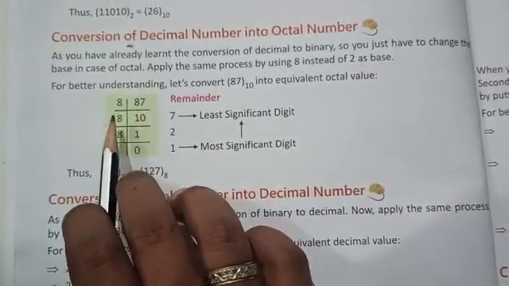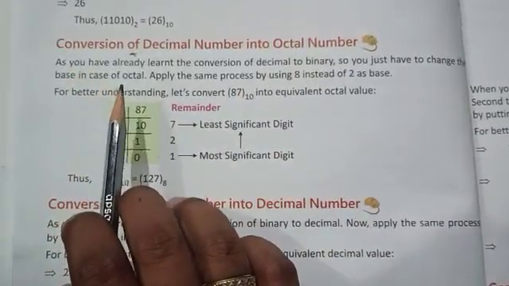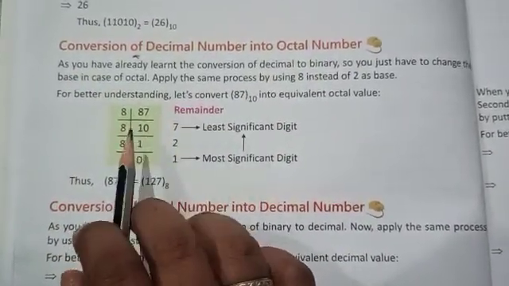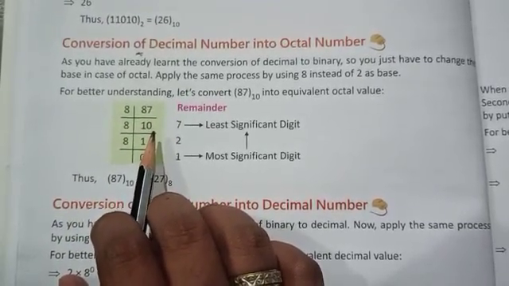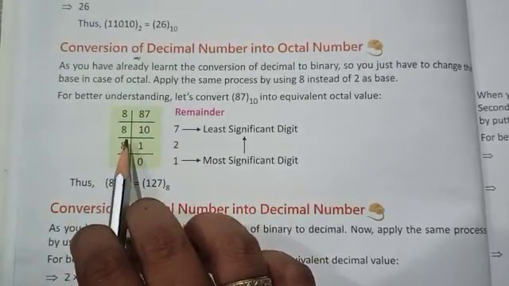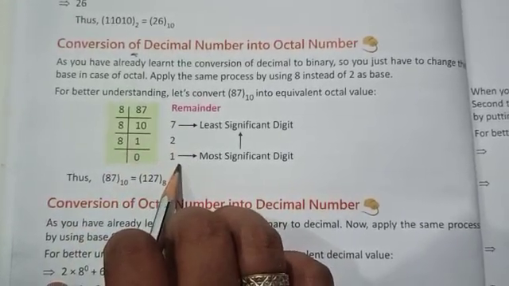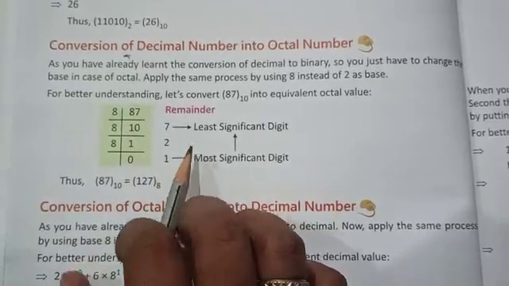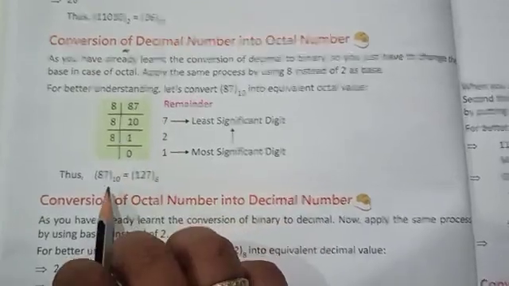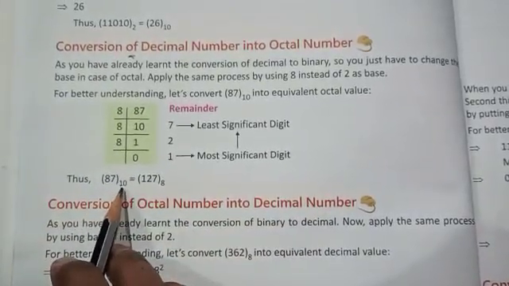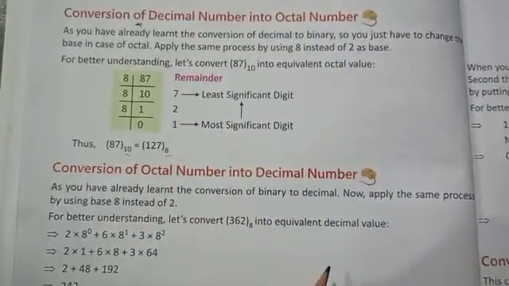Now 87, so we will divide it by 8 because we have to convert it into the octal number system. Previously when we converted to binary, we divided by 2. Now 8 1s are 8, 0, so 7 left. 8 1s are 8, 2 left, here 2. 8 0s are 0, 1 left, so here 1. Then this is the most significant digit and this is the least significant digit, so we start from here: 1 2 7. Thus 87 in decimal number system is equivalent to 127 in octal number system.